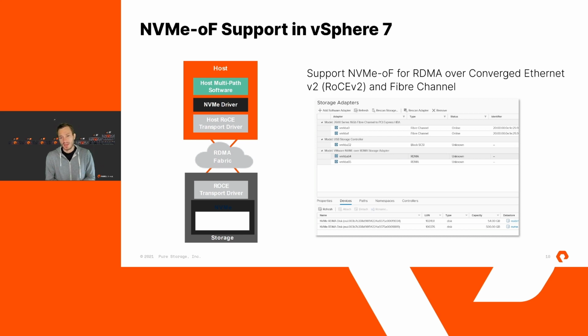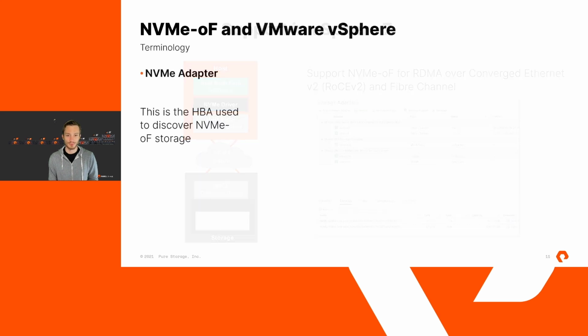So in vSphere 7, VMware introduced support for NVMe over Fabrics in two modes, Fibre Channel and RoCE, RDMA over Converged Ethernet, Remote Direct Memory Access, which is the Ethernet-based version of this. So this really opened up NVMe over Fabrics across the industry for folks to start using it in their infrastructures because VMware is one of the most common on-premises infrastructures there is. And so getting support into vSphere was particularly important.